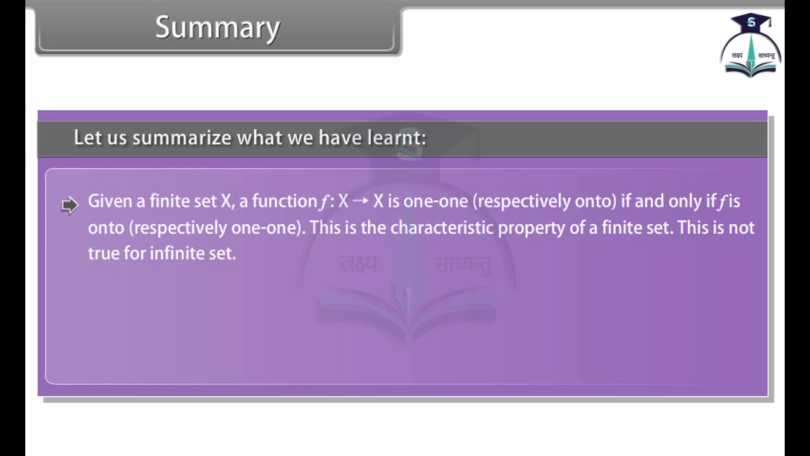Given a finite set X, a function f from X to X is 1-1, respectively onto, if and only if f is onto, respectively 1-1. This is the characteristic property of a finite set. This is not true for infinite sets. A binary operation star on a set A is a function star from A cross A to A.